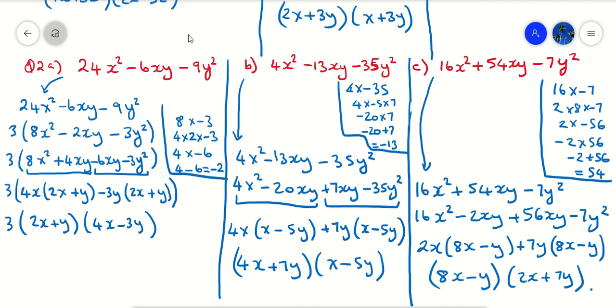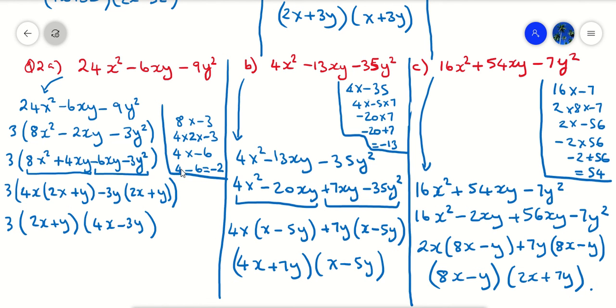Okay, question number 2. We were given 3 expressions. Again, part A, what I have done. Just by looking at this expression, I could see there was a 3 as the common factor, so I pull it out, and then I was left with 8x squared minus 2xy minus 3y squared. Same thing, just multiply the coefficient of square terms, which is 8 times minus 3. When I jiggle it out, just write down the factors, and then I saw for minus 24 is the same as 4 times minus 6.